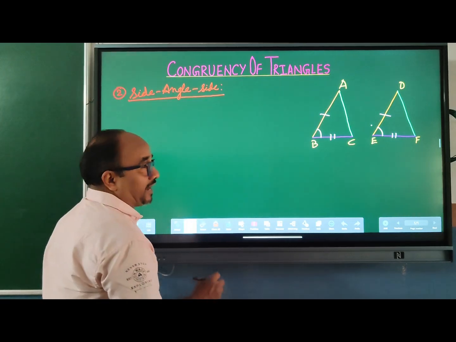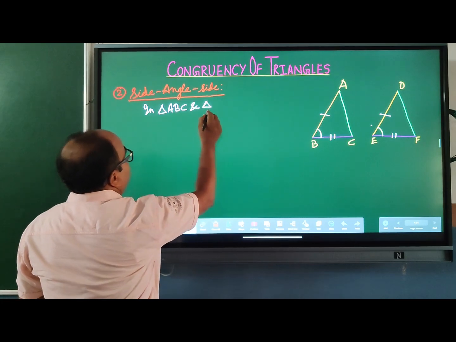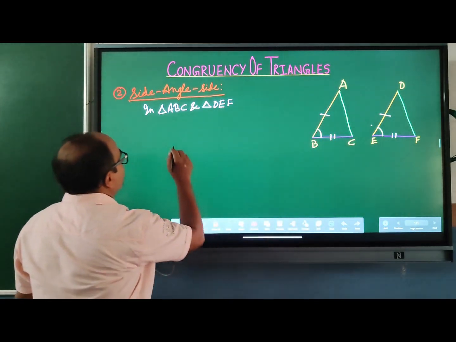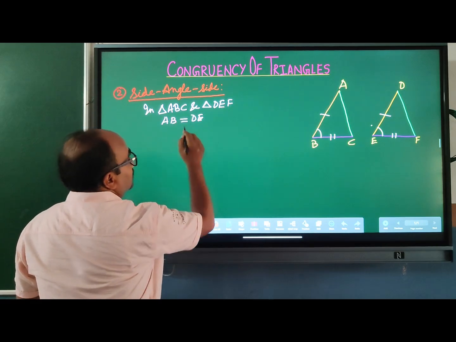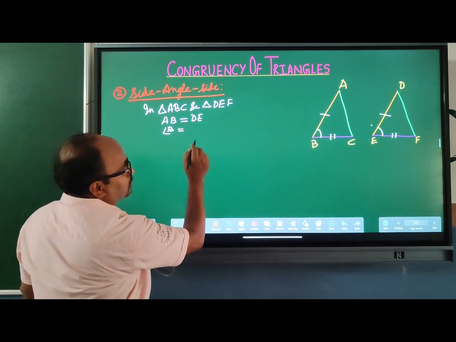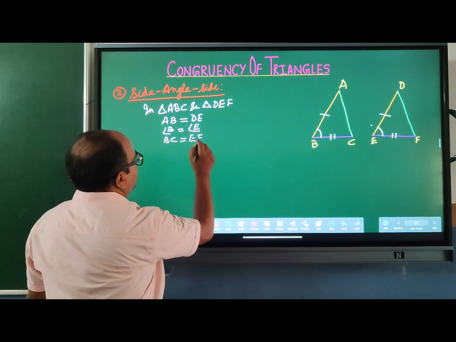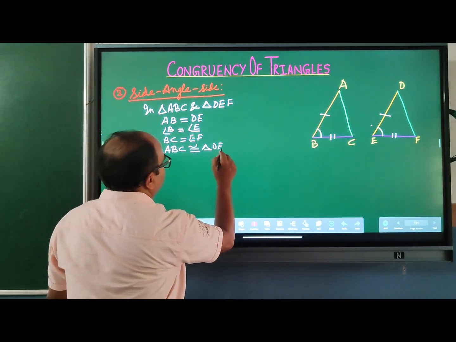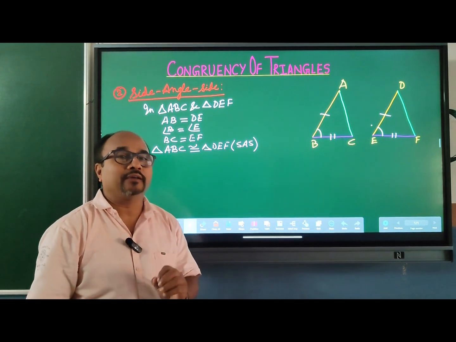Let us now write about the sides and the angles which are equal. In triangle ABC and triangle DEF, first the equal side is AB equals DE. Second, we write the angle, that is angle B equals angle E, and then we have BC equals EF. Now the two triangles, we will write as congruent by the rule SAS.